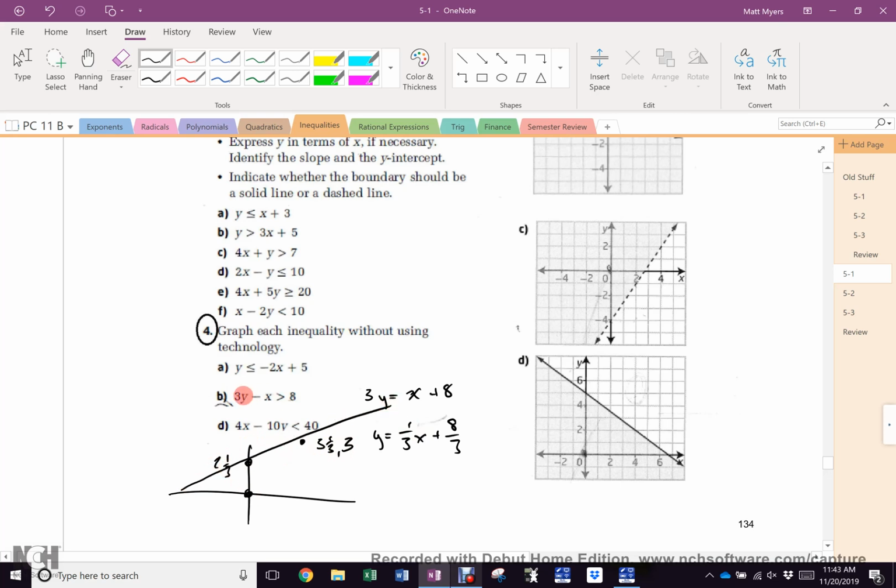Check your checkpoint. 0, 0. 0 minus 0. Is 0 greater than 8? No. So you can't color over 0, 0, so you color over here.